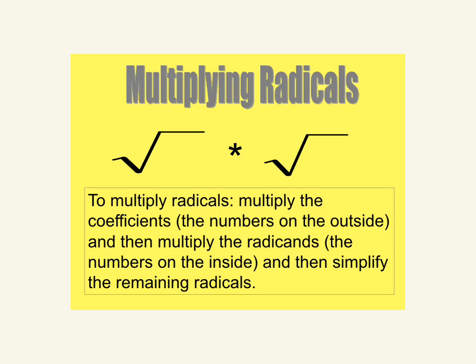The nuts and bolts of this: to multiply radicals, we will multiply the coefficients, which are the numbers on the outside of the radical sign, and then we will multiply the radicands, which are the numbers on the inside, and then simplify the remaining radicals.